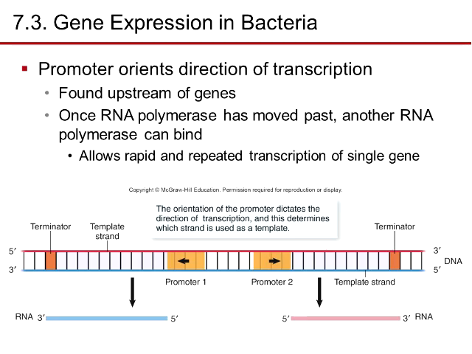That's a good term. The promoter orients the direction of transcription, so that's the initial piece we talked about. It's found upstream of the genes. We talked about where that happens. Once the RNA polymerase has moved past, another RNA polymerase can then create the binding. It allows rapid and repeated transcription of a single gene. So this is RNA 3' to 5' and 5' to 3' in the opposite direction.